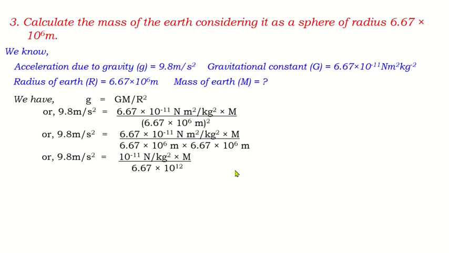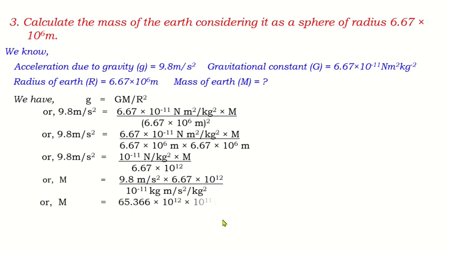6 plus 6, 12. Now next step, I want to write the expanded form of Newton, that is kg meter per second square. Now M is taken to one side, this value is taken to the numerator, and this is taken to the denominator. Now next step, we can write this way. Now 9.8 multiplied by 6.67 gives 65.366, and look at this, meter per second square cancel, and kg square goes up and kg remains in the denominator. One of the kilograms cancel each other, and then finally we have 65.366 into 10 to the power 23 kg.